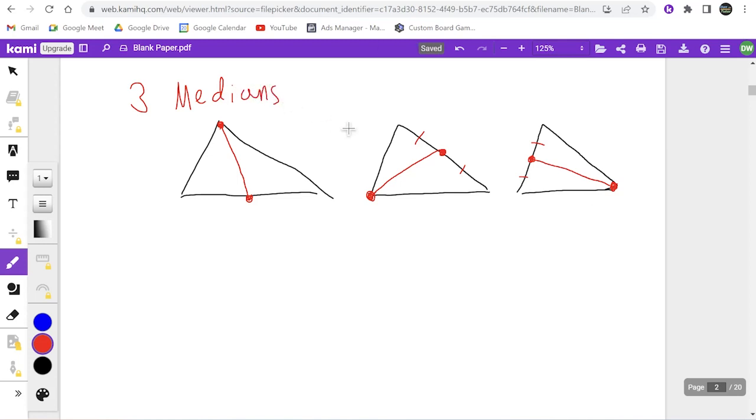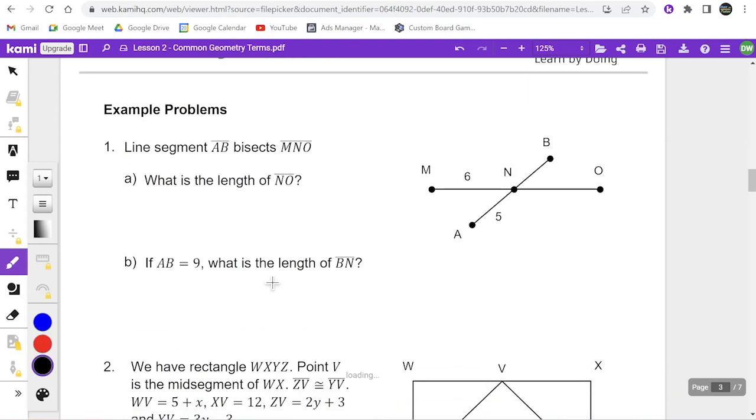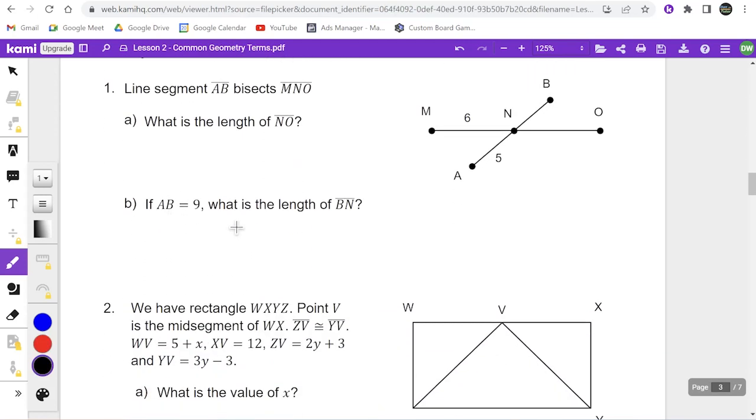Any questions on medians and altitudes? Okay, if not, then we are ready for some actual questions. Number one, line segment AB bisects. Remember, bisect means cut in half. So line segment AB cuts MNO in half. What does that mean? It means that MN and NO are equal to each other, just like that with my congruency lines. The first question is, what is the length of NO?